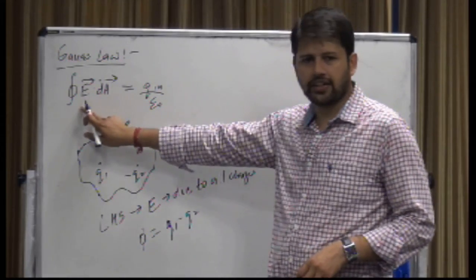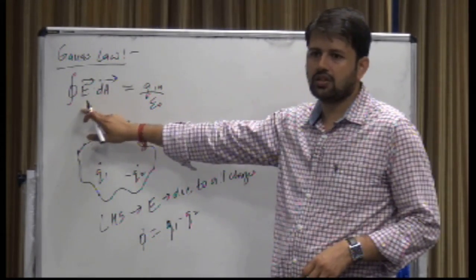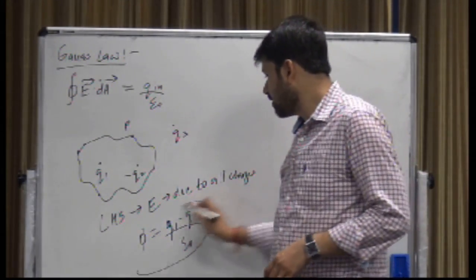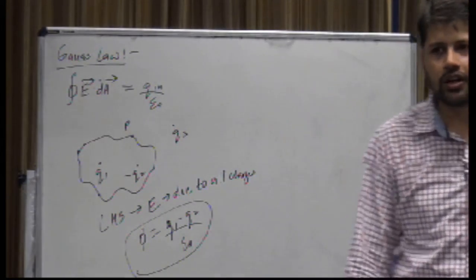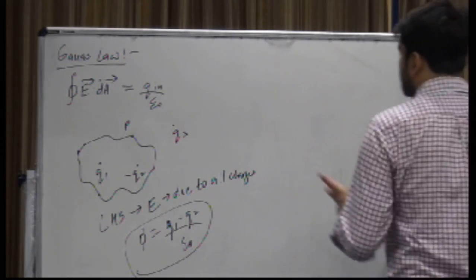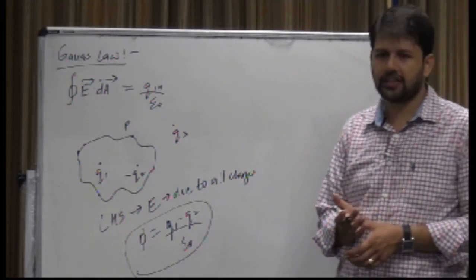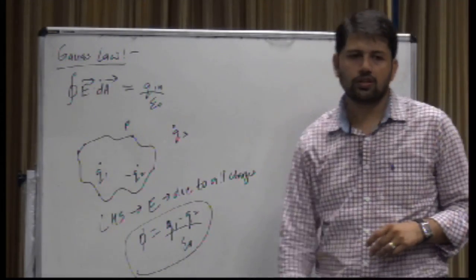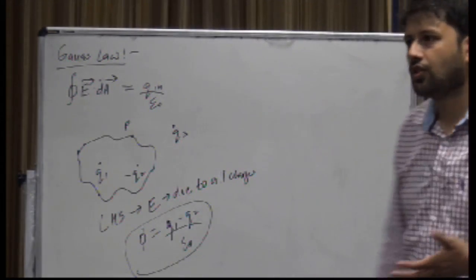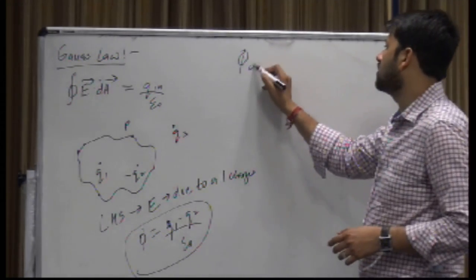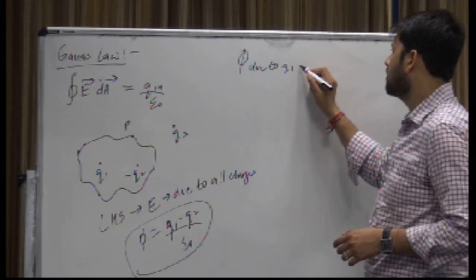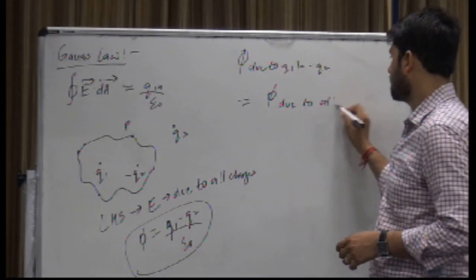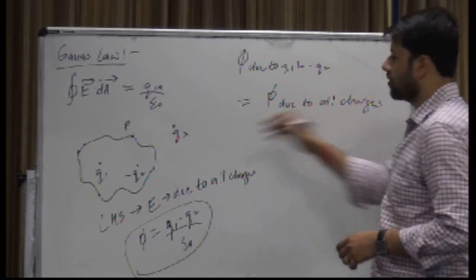This is flux, flux through the closed surface, upon epsilon naught. So while field is due to all the possible charges around, flux is due to only the inside charges. Outside charges will not contribute to the flux through the surface. So it's like flux due to Q1 and minus Q2 is equal to flux due to all charges, because the third one won't contribute, right?